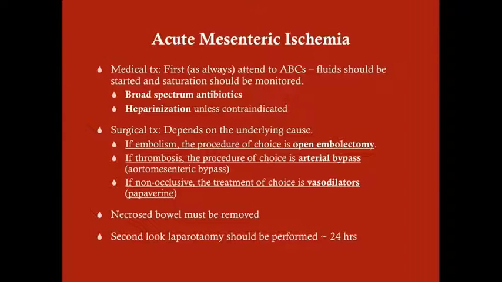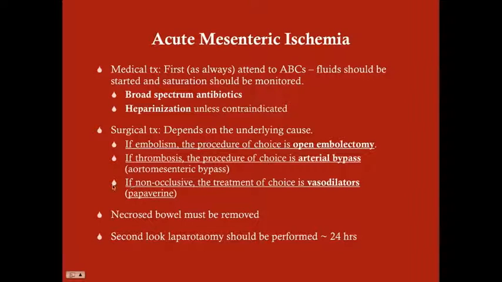If it's thrombosis, then the procedure of choice is going to just be an arterial bypass. We're going to need to do that anyway if there's thrombosis, because these patients often have chronic mesenteric ischemia with this acute issue on top of it. So we'll do an emergency arterial bypass, and the procedure of choice is an aortomesenteric bypass, where we're just skipping over the diseased part of the superior mesenteric artery and making a bypass. And usually this is going to be with a prosthetic graft.